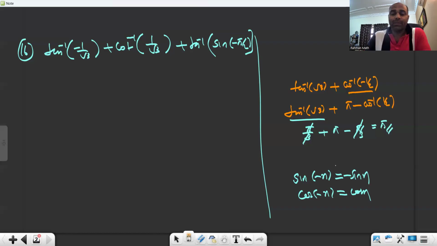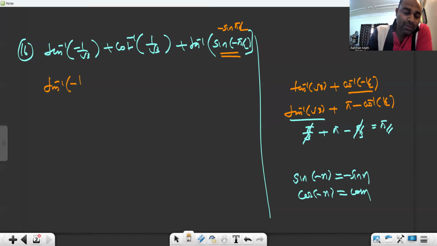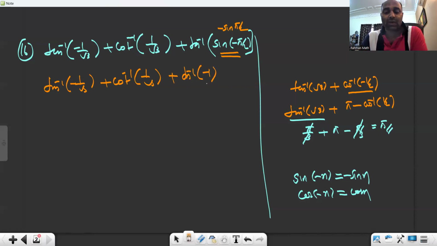Now let us see what will happen. Here you can see sine of minus pi by 2. That is minus sine pi by 2. Now let us see, here what happened? Tan inverse minus 1 by root 3, cot inverse 1 by root 3, plus tan inverse minus 1. Why minus 1? Because everybody knows sine pi by 2 is 1, and there is a negative sign.